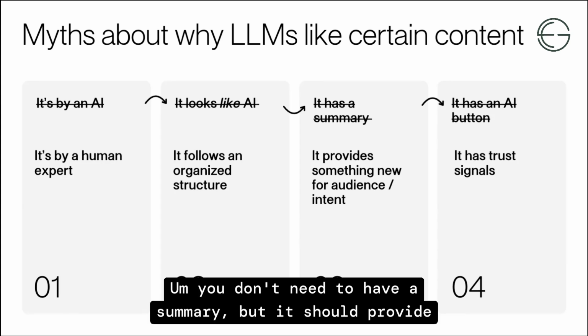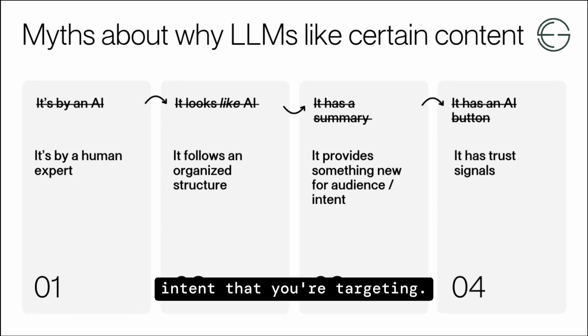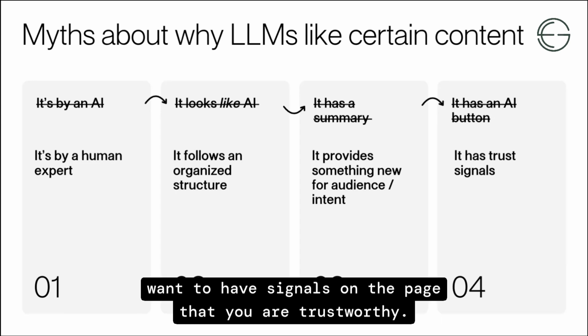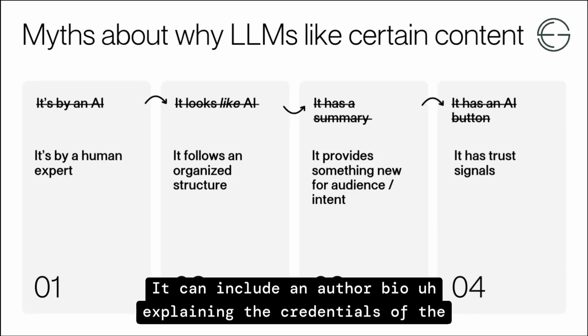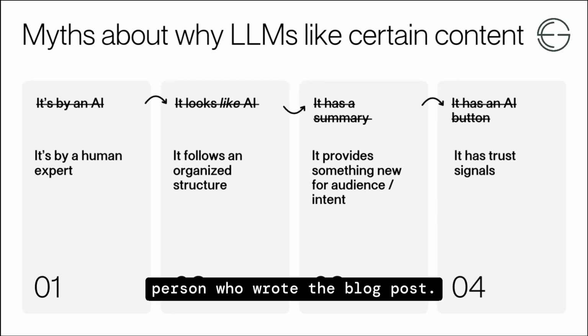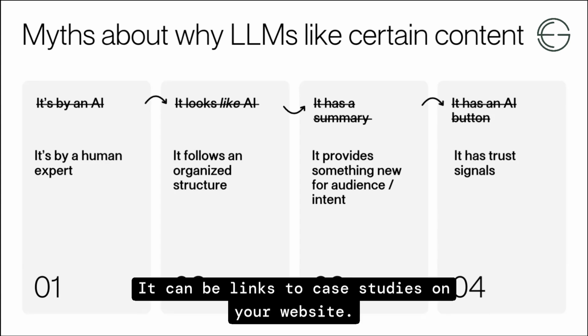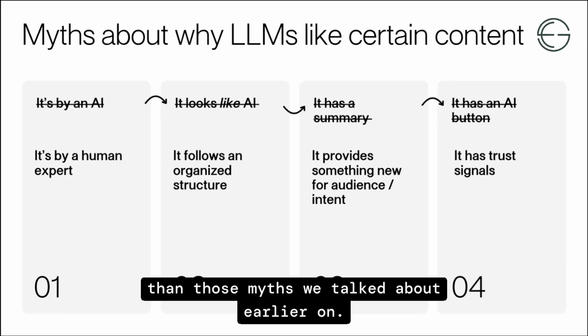You don't need to have a summary, but it should provide something new for the audience, or new within the realm of the search intent that you're targeting. And while you don't need to have a summarize with AI button, you do want to have signals on the page that you are trustworthy. That can include your byline with your name. It can include an author bio explaining the credentials of the person who wrote the blog post. It can be links to thought leadership that you've published previously. It can be links to case studies on your website. All of these things will actually help an LLM like your content more than those myths we talked about earlier on.